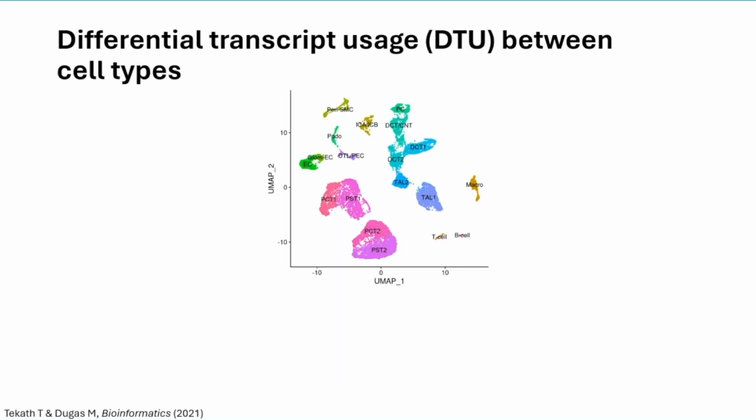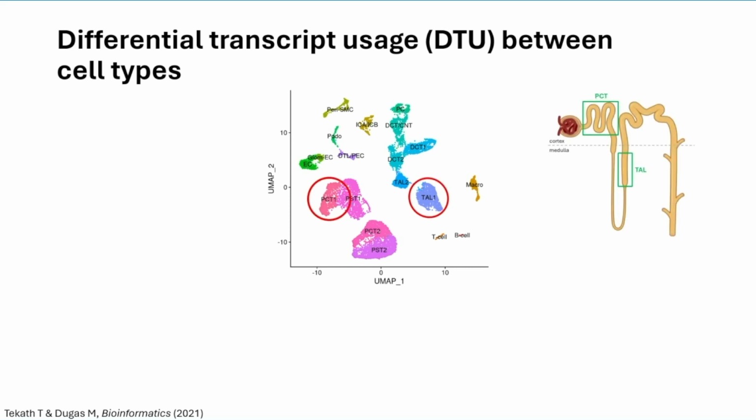And then finally, the entire point of this is to look at alternative splicing between cell types. So for the sake of brevity, I'm just going to focus on looking between PCT1 and TAL1. And just to remind you guys, these have different spatial locations within the kidney, and they also have different functions.